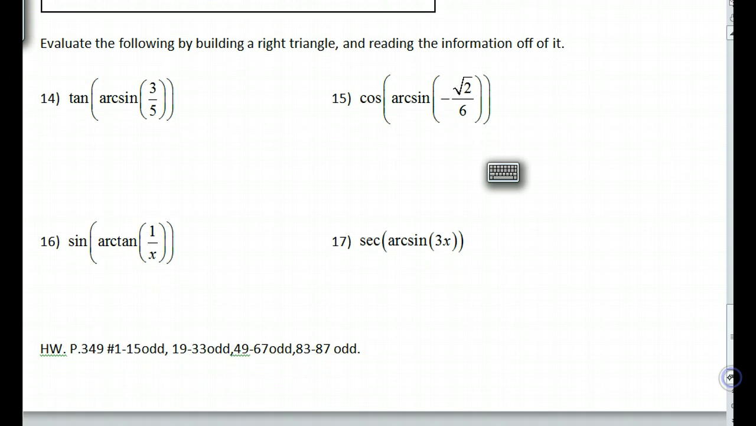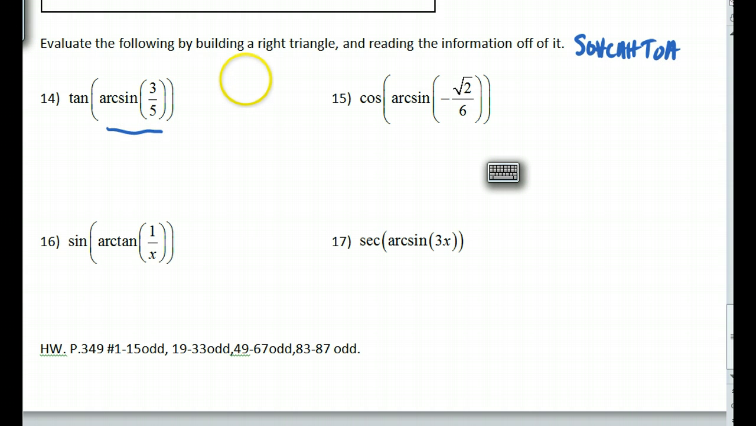Now, if I evaluate these, you're going to have to use your right triangles to figure these things out. So the steps for this: build a right triangle with the inside information and read off that triangle with the outside information. And with all this, you need to know your SOHCAHTOA. So hopefully you know that. Okay, so what happens here?